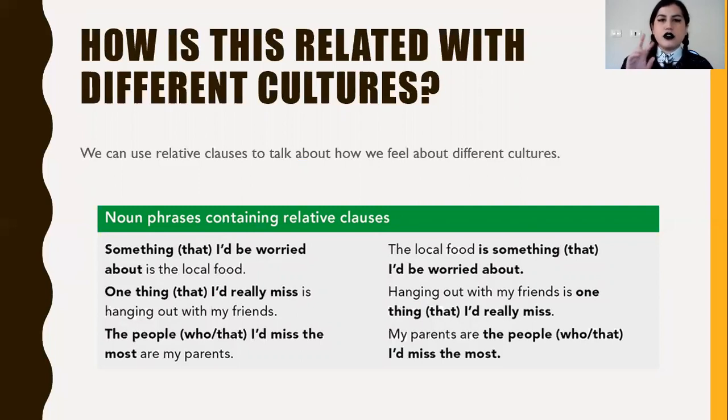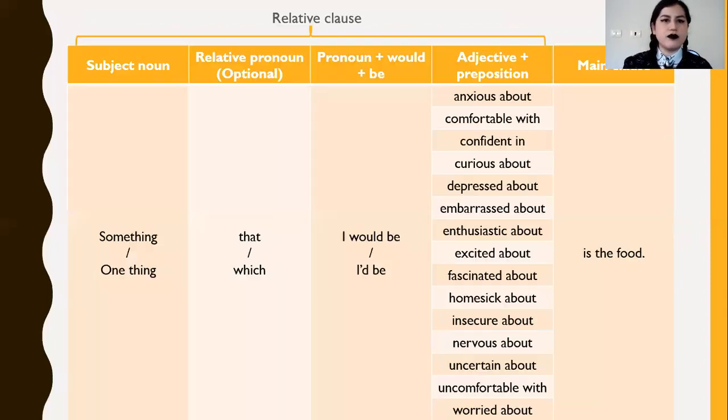But we can also change the order of this sentence with the relative clause going at the end of the sentence instead of at the beginning. So we can also have the local food is something I'll be worried about. So we can have both of them and they are both correct. This is the structure for a relative clause and the complete sentence.